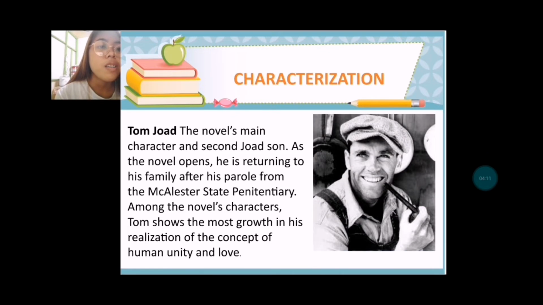Next is the characterization. Tom Jude, the novel's main character and second Jude son. As the novel opens, he is returning to his family after his parole from the McAlester State Penitentiary. Among the novel's characters, Tom shows the most growth in his realization of the concept of human unity and love. So, in this novel, we're going to witness how Tom Jude completed his change from caring for himself. He transitioned to caring for his own family and, of course, for all migrant workers. He did everything just to help them.